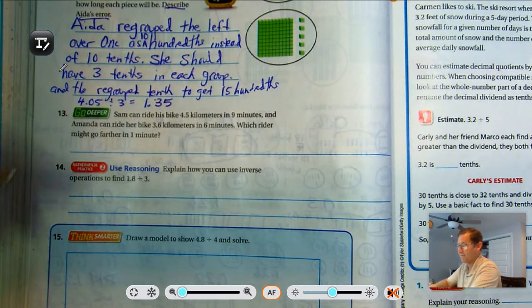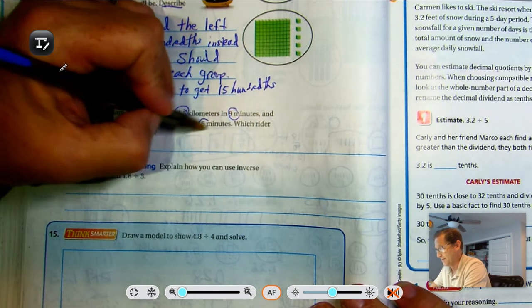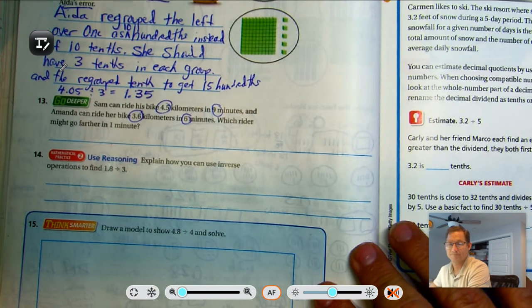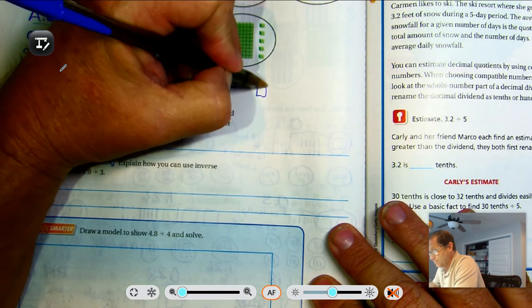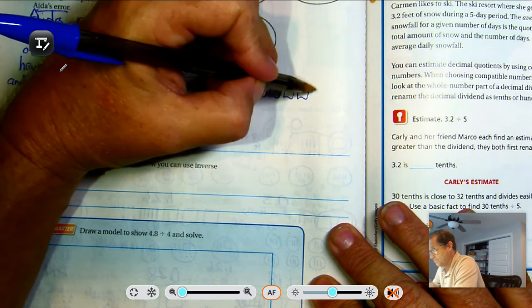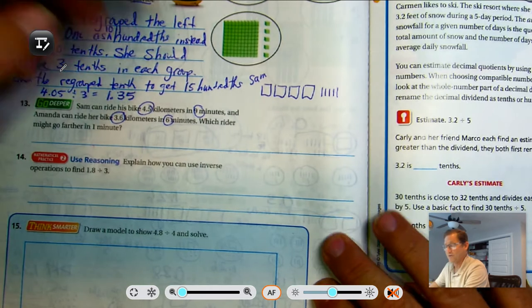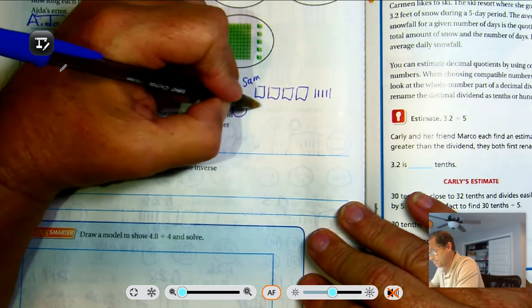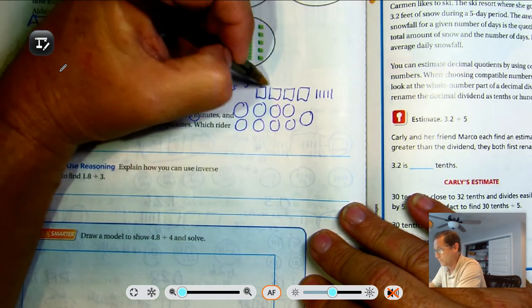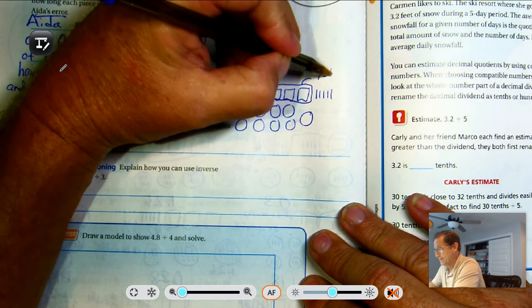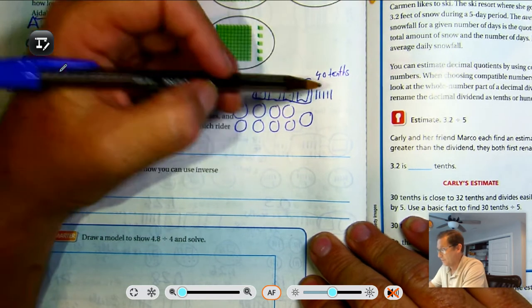All right, number 13. Sam can ride his bike 4 and 5 tenths kilometers in 9 minutes, and Amanda can ride her bike 3 and 6 tenths kilometers in 6 minutes. Which rider might go farther in 1 minute? Okay, well, this is Sam, and he's going to share his distance in 9 groups. Can't share 4 wholes with 9 groups, so we trade that for 40 tenths, 10 tenths in each group, 10, 20, 30, 40 tenths, plus the 5 tenths.